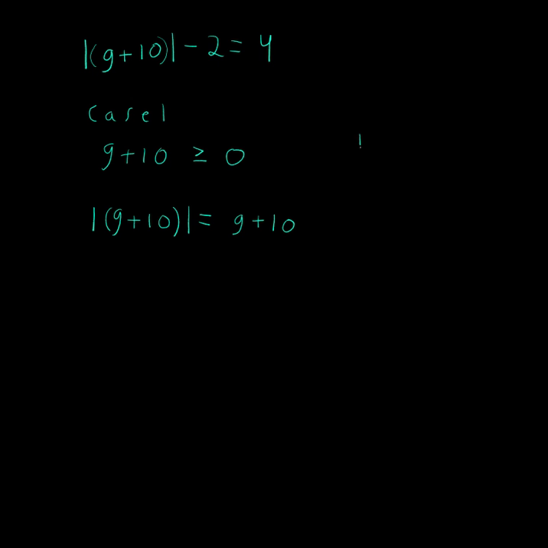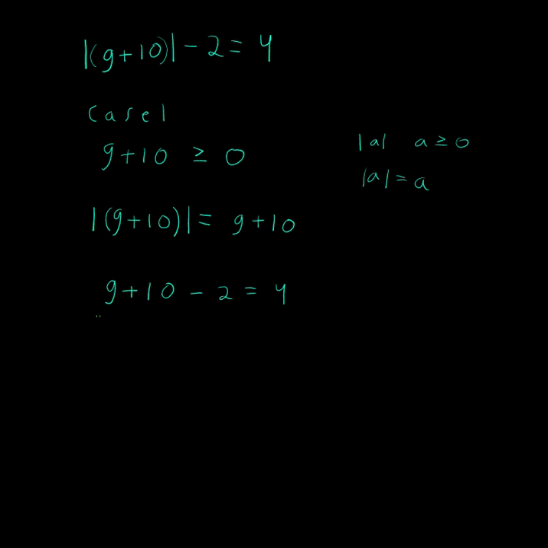Remember, if you have the absolute value of a, where a is greater than or equal to 0, the absolute value of a is just going to equal a. So that same approach works here. And what that means is now, in this case, where g plus 10 is greater than or equal to 0, we can just replace our absolute value of g plus 10 with just g plus 10. So g plus 10 minus 2 equals 4.